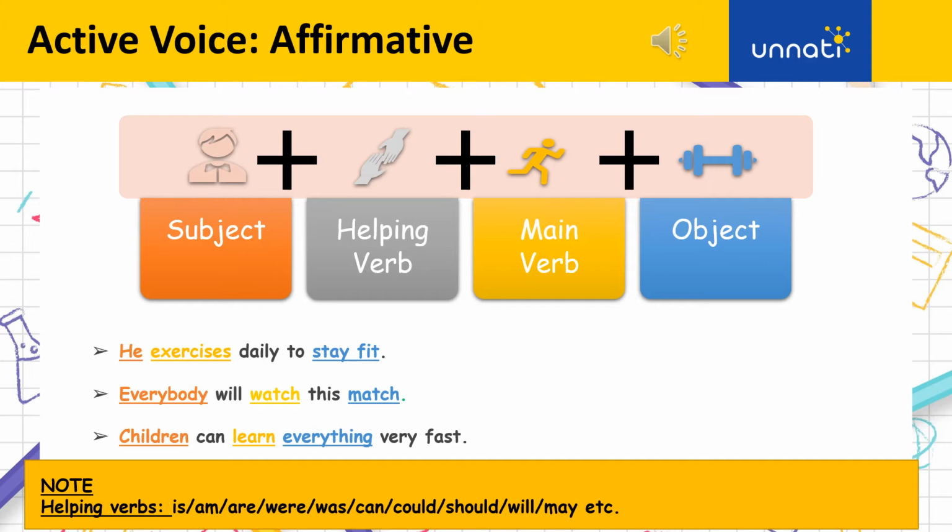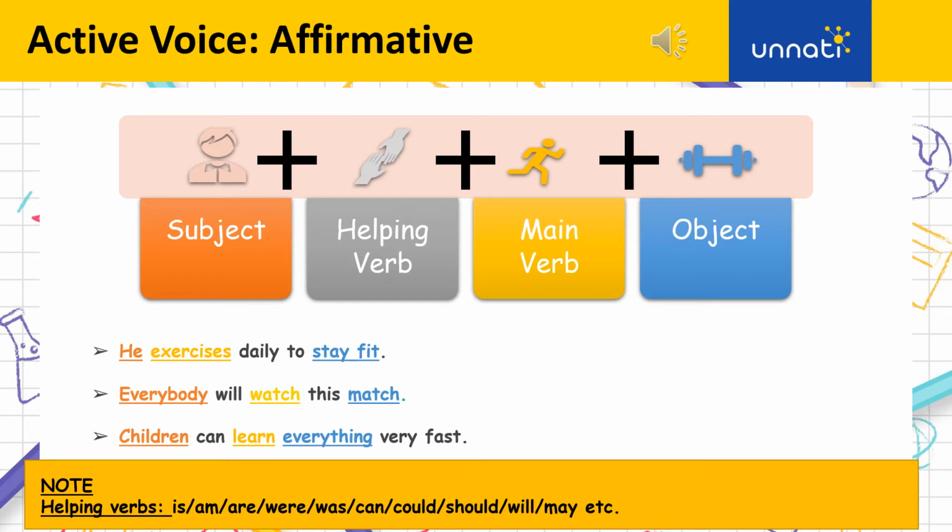Now, please remember that a helping verb is essential to construct every affirmative sentence. We can actually do away with the helping verb and still make a sentence sound meaningful. For example, we could do away with the can in the sentence that we just discussed and have the sentence as children learn everything very fast. Equally sensible and correct. But we are not using the can, the helping verb, in the sentence.